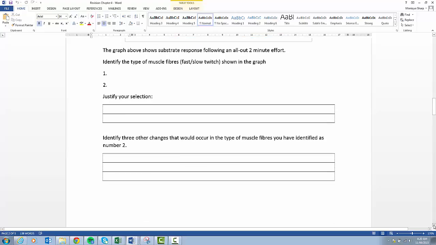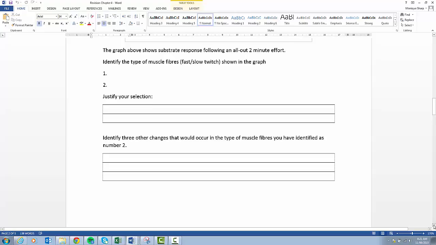So identify 3 other changes that would occur in the type of muscle fibers you identified in number 2. So a bit of a consequential mark. If you didn't get 2, then you wouldn't have got this. So number 2 is what sort of fibers? Fast twitch. So what would you expect to see? Decrease in CP stores. Absolutely. Good. What else? I sort of gave one away just before. Can you say that even though it's glycogen? Yeah, because it's glycogen. If it just said substrate, then nah, but it's just glycogen. What else?